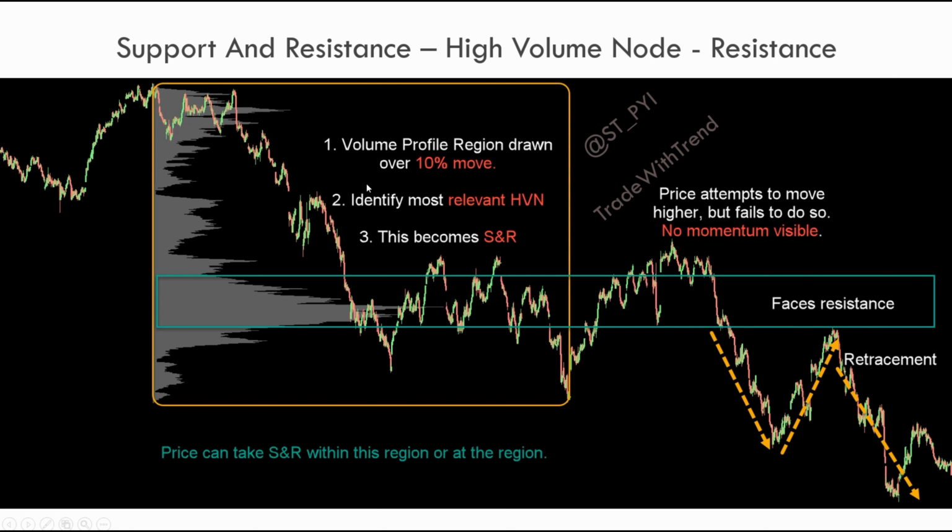Remember, our first step was that we draw a volume profile region over 10% or more. Ideally, it can be 8 to 10%. Our second step is that we need to identify the most relevant high volume node, which is obviously this region, because this is where maximum volume transaction has happened. And then we go and analyze the complete price structure.